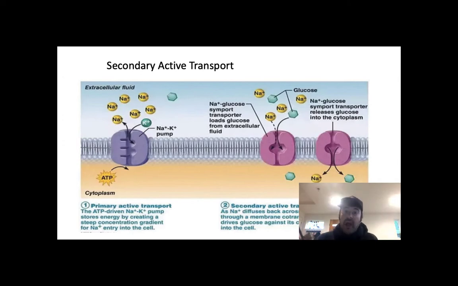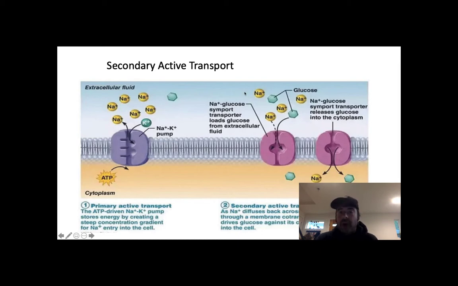So secondary active transport does not use ATP directly. So here we have primary active transport, and we're looking at the sodium-potassium pump. For every cycle of the sodium-potassium pump, 3 sodium ions are moved into the ECF, 2 potassium ions are moved into the ICF at the expense of 1 molecule of ATP.